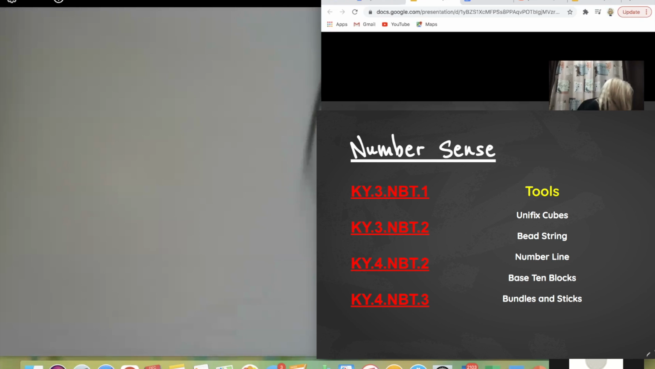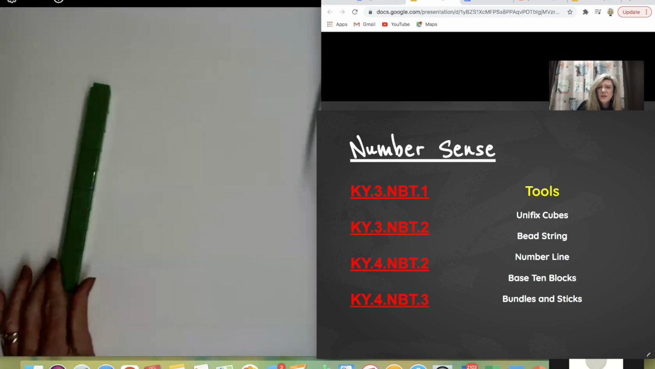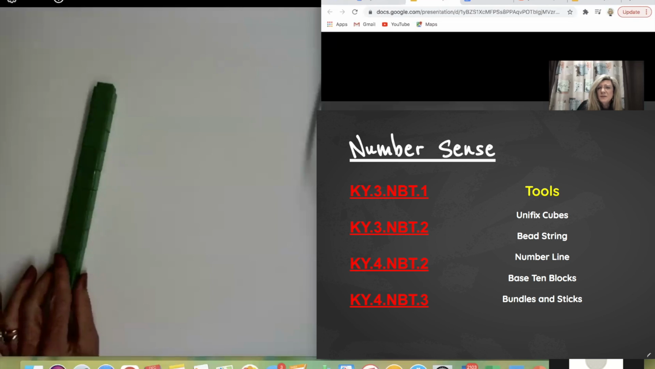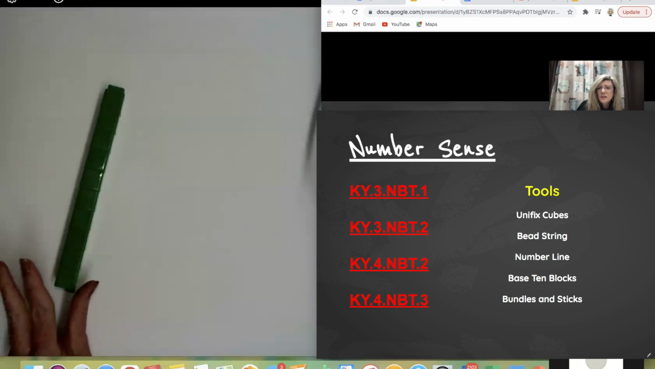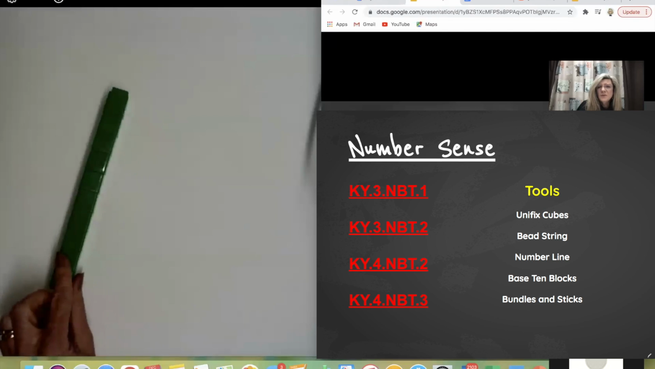Unifix cubes. When I refer to Unifix cubes, this is what I'm talking about. You should have received 100 of these in your kit. I'd like to divide those into two different colors, and I'll show you in a little bit why I like to do that, but you should have received those.